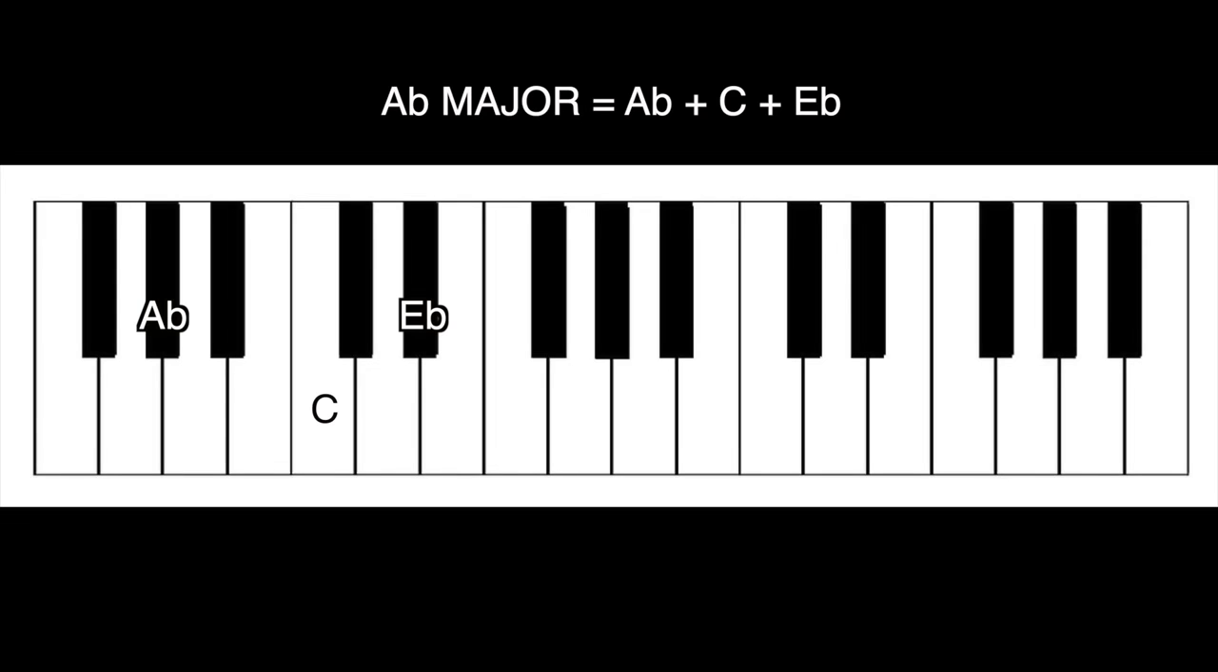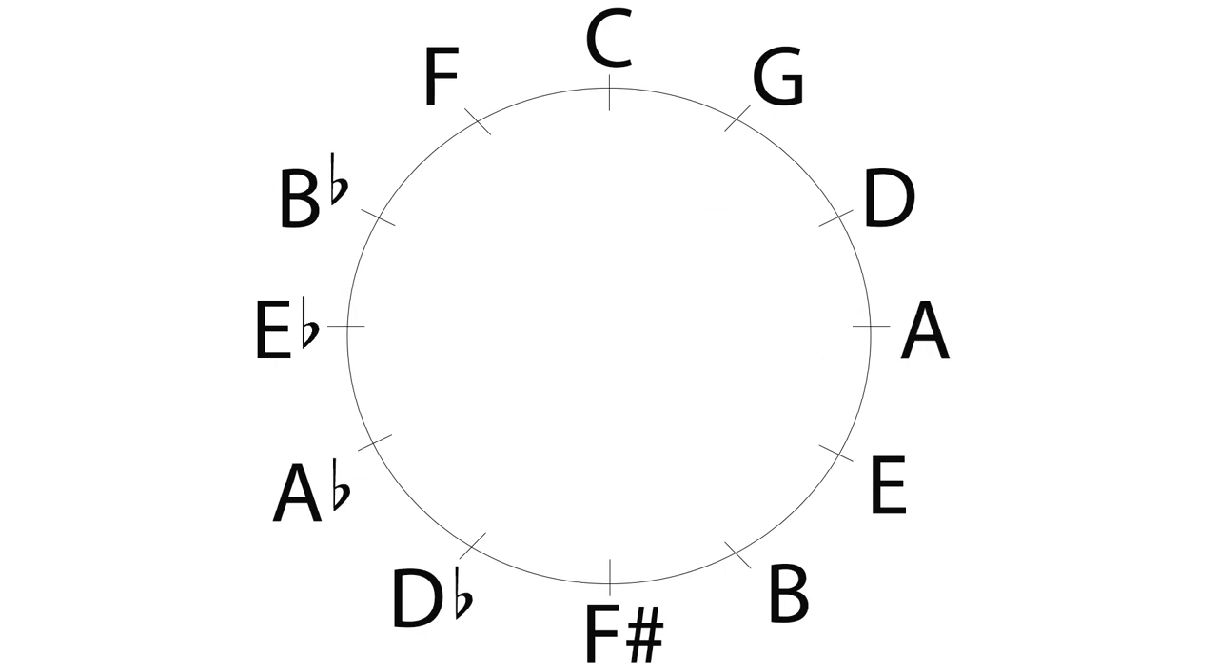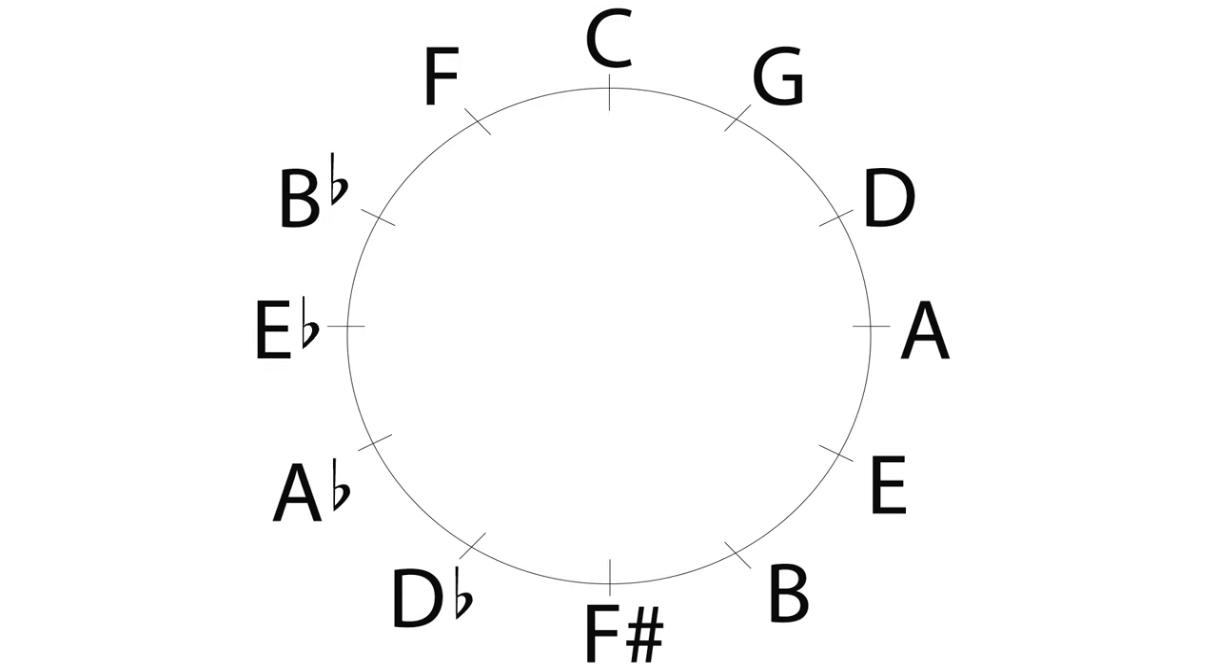We can not only construct triads using the Circle of Fifths, we may also use this to construct 7th chords, which I will show you in my next lesson. To recap the second lesson, the Circle of Fifths can represent notes, it can represent chords, and it can represent key signatures.